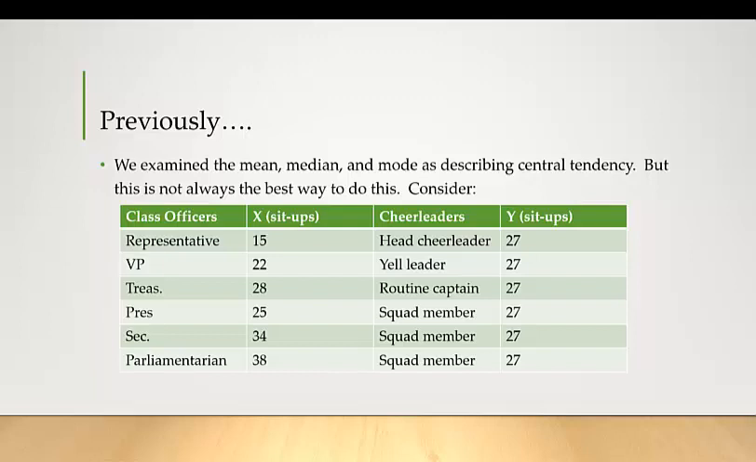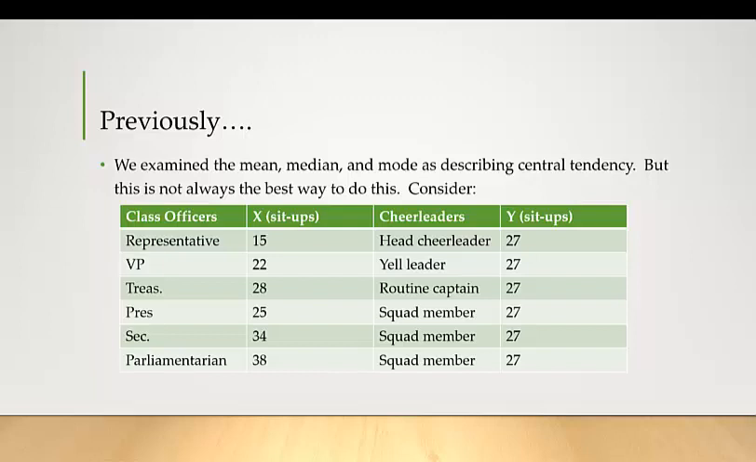So central tendency is looking at how things gather around the middle in a set of numbers. We looked at three ways of measuring central tendency. The mean, probably the most common way, being the average is one way. It's typically what we mean when we say average, the mean. But all of these can be described as describing the average. But the mean is the most common way.